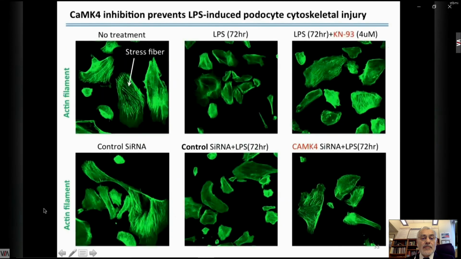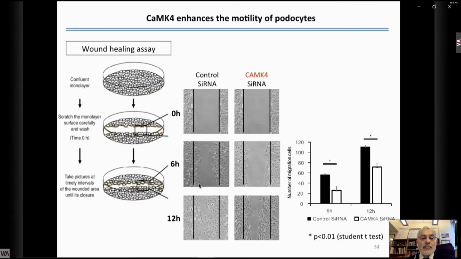I'll show you only this. You can see that podocytes that are treated with K93 preserve actin structure, while the podocytes that are not treated with K93 lose the actin structure. You can see the difference from here to here and here. These are two different approaches. One is inhibiting CAMK4 with K93. The other is silencing CAMK4 with a small RNA.